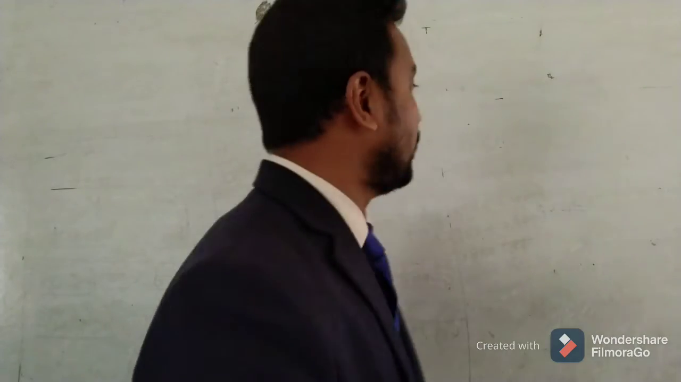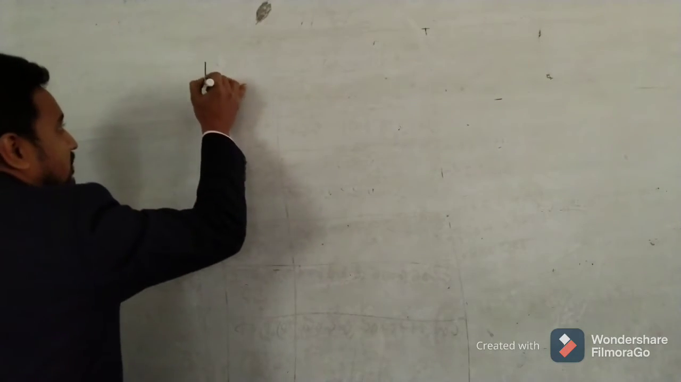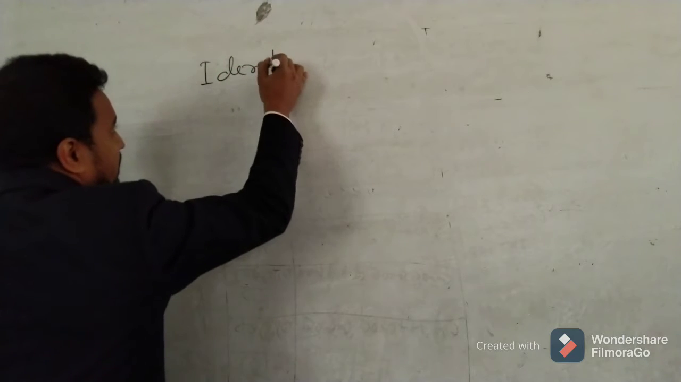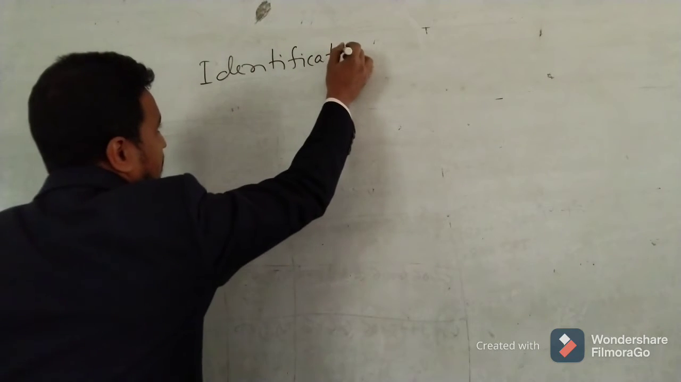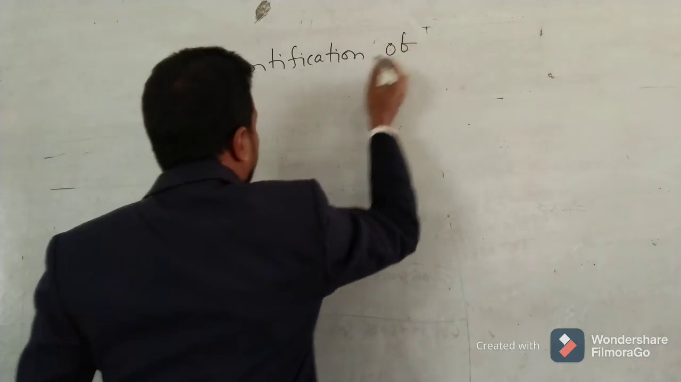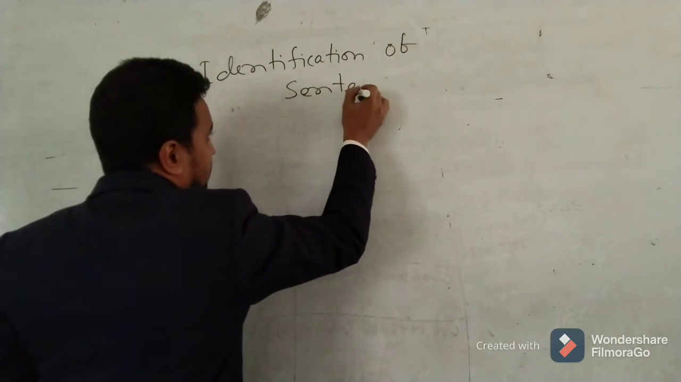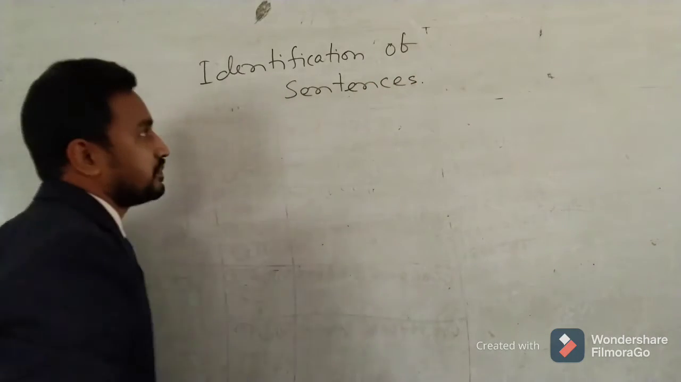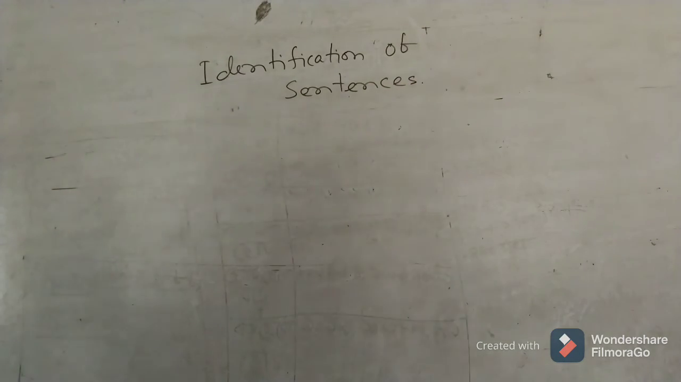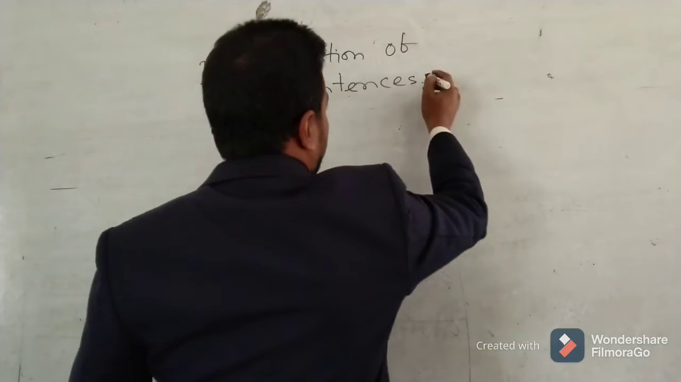Today I am going to give you a lesson about the simple way of identification of different sentences. So, dear class 4 students, let's start the topic. Our topic name is identification of sentences. This is a very simple way. I think if I discuss it in the latter part of the class, we'll be able to complete the task.